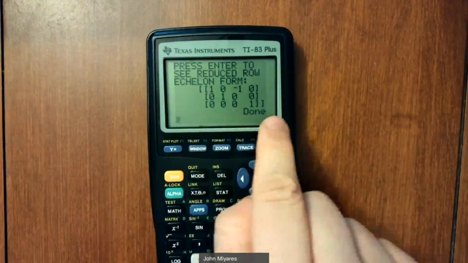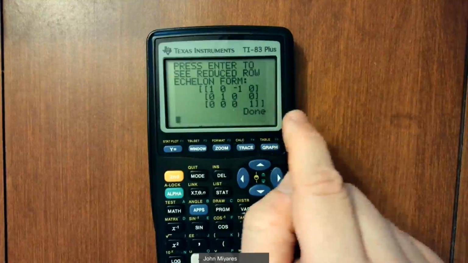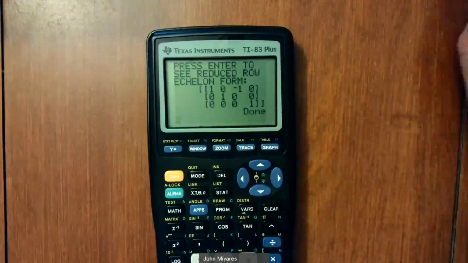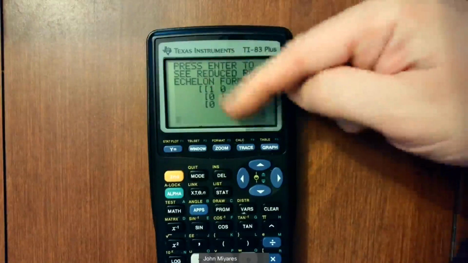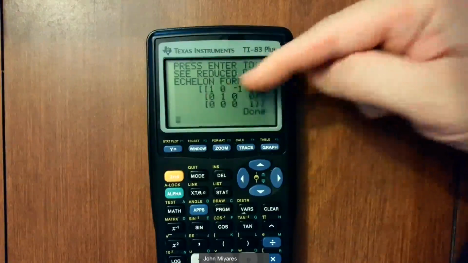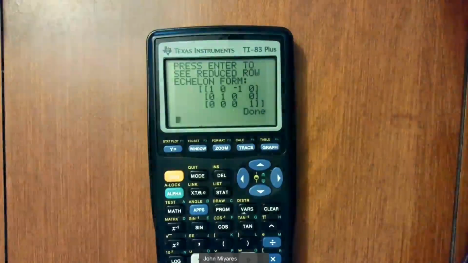When it's all zeros on the bottom row, that means we're going to have a dependent system, and there's going to be an infinite number of solutions. If this came out with 1, 1, 1 on that main diagonal and then all zeros everywhere else except the last column, then I would have a nice, clean, unique solution.